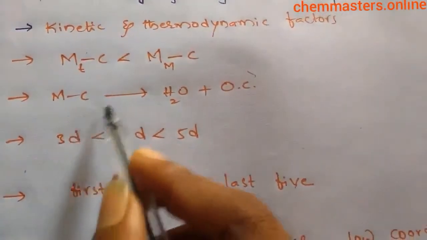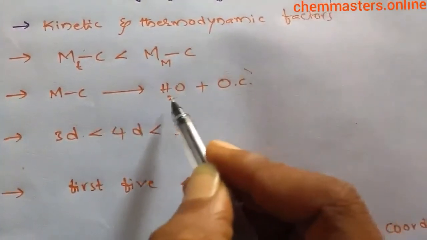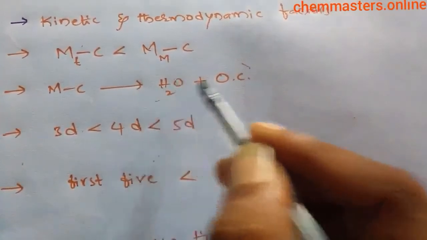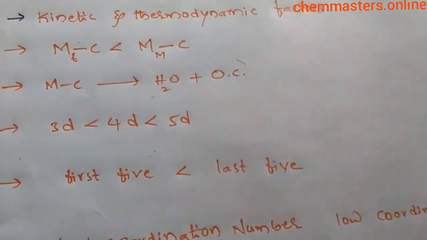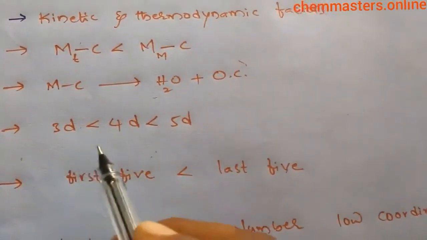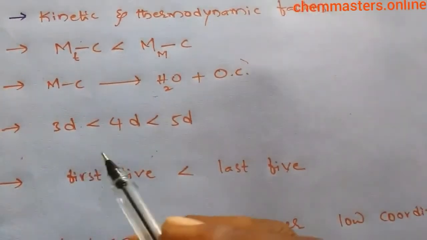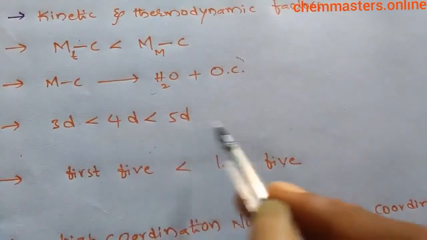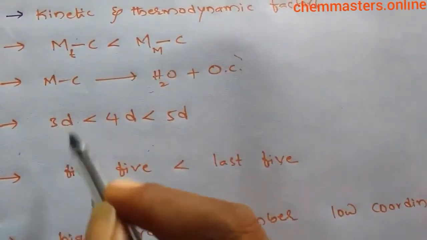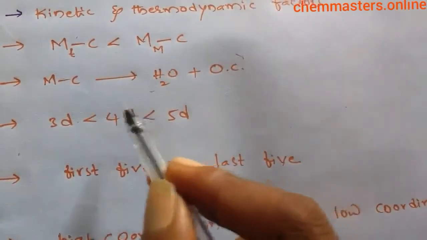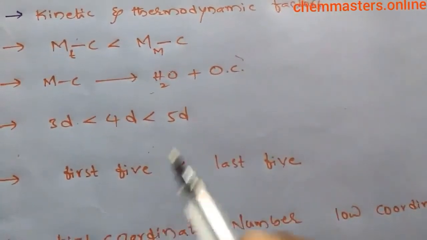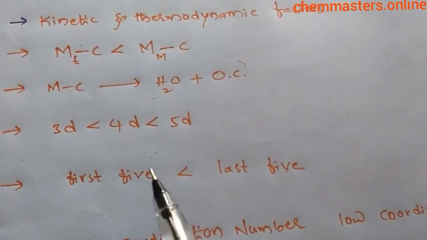Metal carbon bond cleavage leads to stable products like water and organic compounds. Okay, right. So if we consider transition metals, the stability order follows this. That means 3d transition metal complexes are less stable than 4d, and 4d are less stable when we compare them with 5d transition metal complexes.